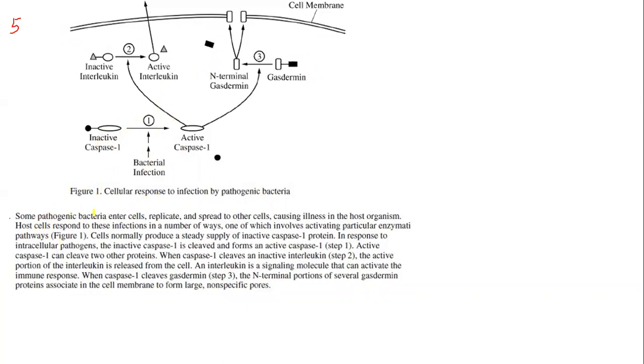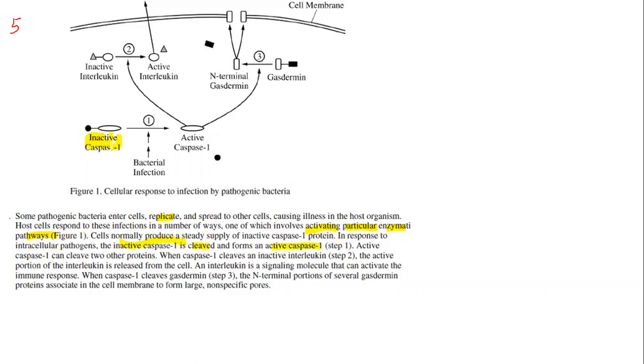The questions are different, though. So this one says some pathogenic bacteria enter cells, replicate, and spread to other cells, causing illness in the host organism. Host cells respond to these infections in a number of ways, one of which involves activating a particular enzymatic pathway. Cells normally produce a steady supply of inactive caspase-1 protein, so that's right here, in response to intracellular pathogens. So intracellular means something's entering the cell. The inactive caspase is cleaved and forms an active caspase.